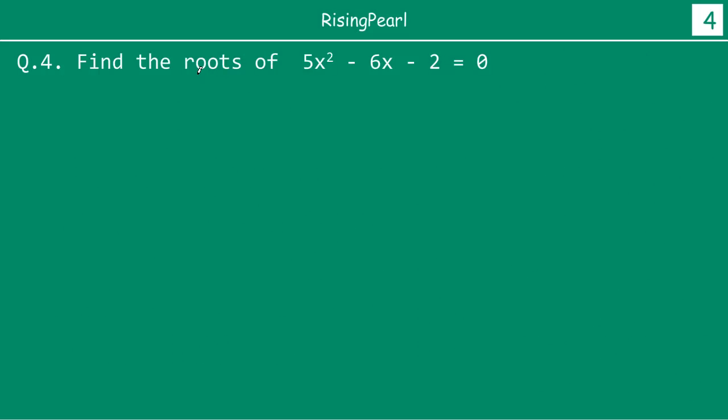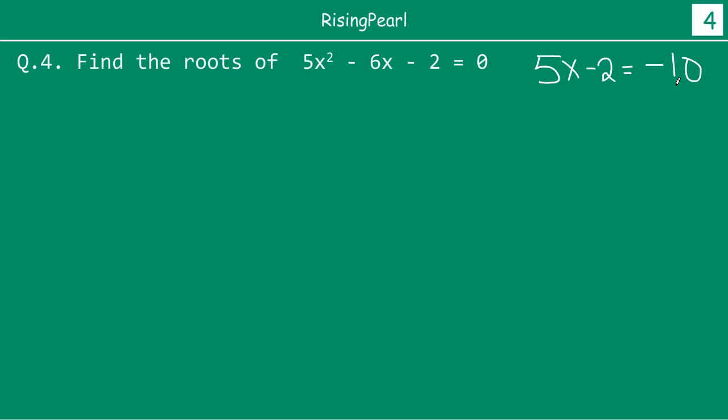Find the roots for this quadratic equation. Now here this is in a standard form. So what we have is this is the coefficient for x square and this is minus 2. So our product will be 5 times minus 2 or minus 10.